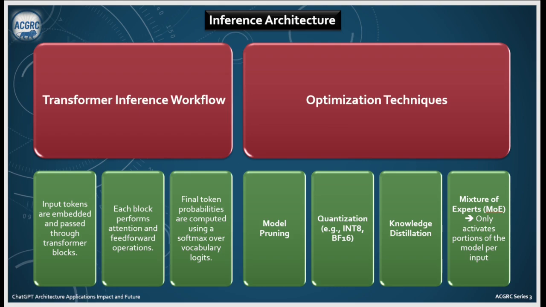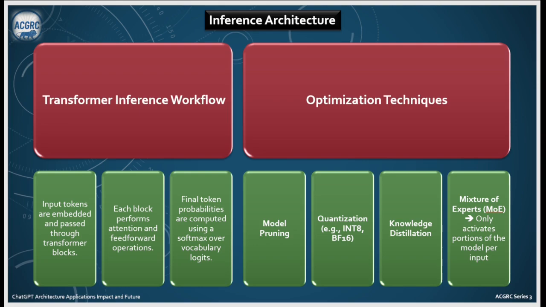Some of them are quantization. It's about shrinking numbers in the model so the model needs less memory and runs faster. Second is pruning, which is cutting away small unimportant parts of the model to make it lighter without losing much skill. Next is knowledge distillation, which is training a smaller model to behave like a bigger model, kind of like a student learning from a master teacher.